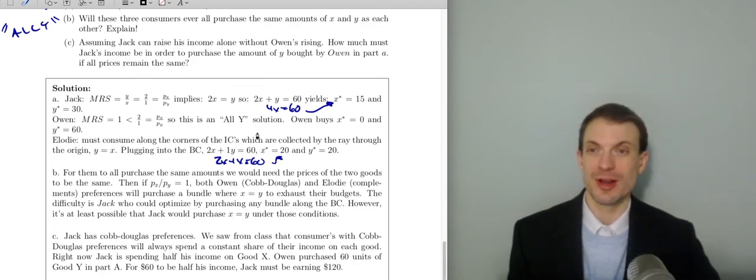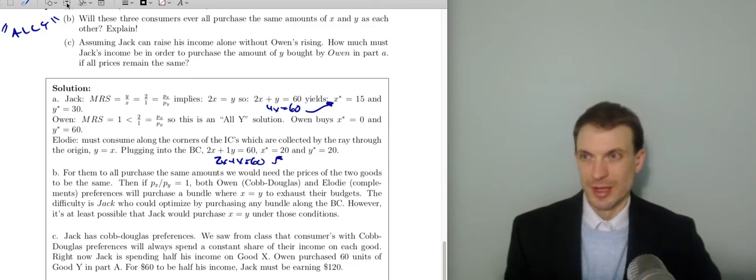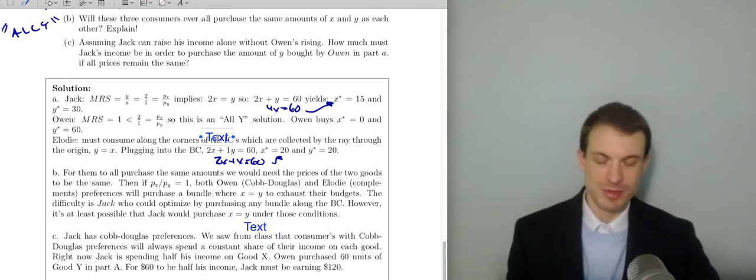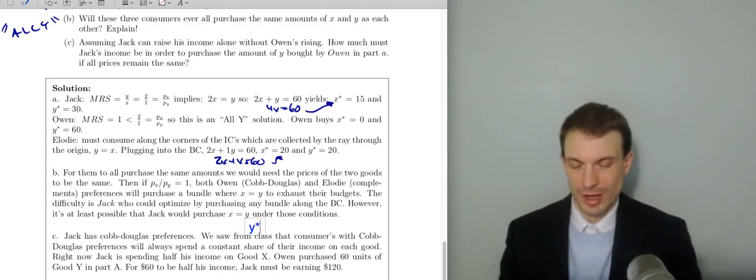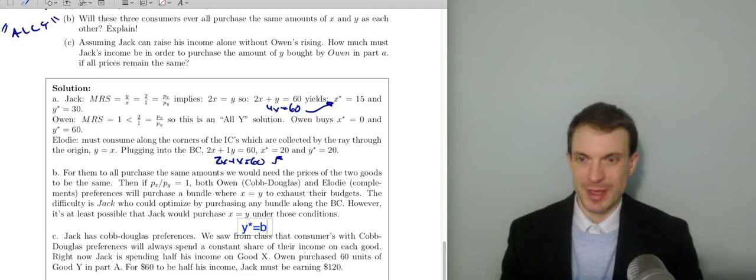Oh, how do we know that? Because remember, Cobb Douglas demands are going to be alpha over alpha plus beta times m over px, and then beta over alpha plus beta times m over py. So the ones that we're looking for, all right, the demand for y star with Cobb Douglas is beta over alpha plus beta times m over py.